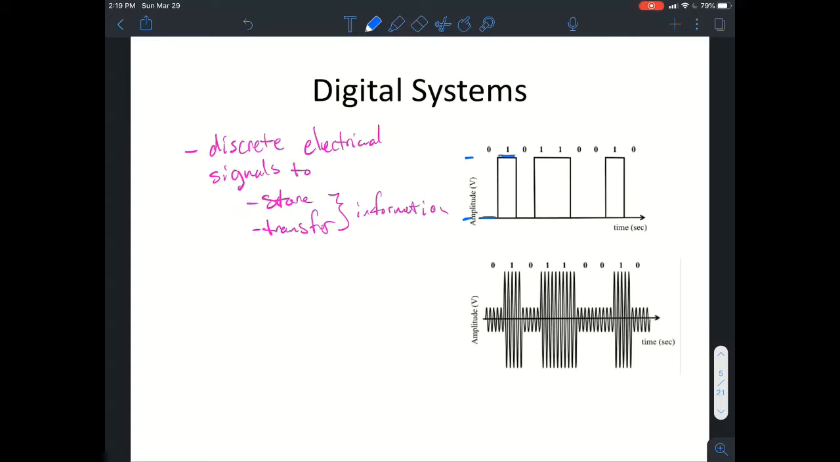But on this bottom graph, we have two different levels, shown by a frequency. It's constantly oscillating back and forth. But when it oscillates with a certain amplitude, it represents a 1, and when it oscillates with a separate amplitude, it represents a 0. So in both of these situations, we're seeing that it has discrete electrical signals. And we're typically going to represent this in binary. And that's what it means to have a digital signal system.